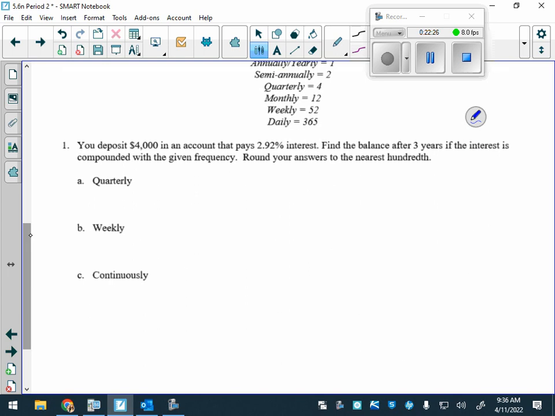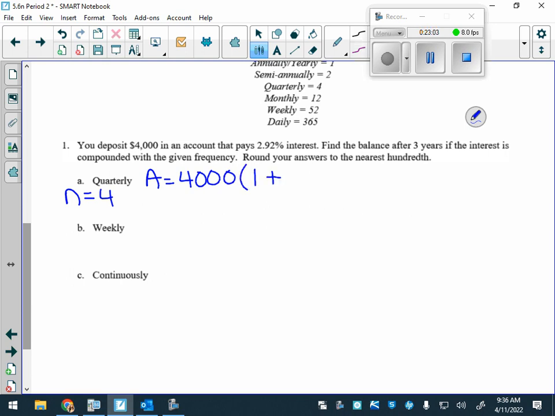You deposit $4,000 in an account that pays 2.92% interest. Find the balance after 3 years if the interest is compounded with the given frequency. We're going to round to the nearest hundredths because we're talking about money. So quarterly, that's our n value. How many times per year is quarterly? 4. So, A equals P, my initial amount, which is how much? 4,000 is what we deposit.